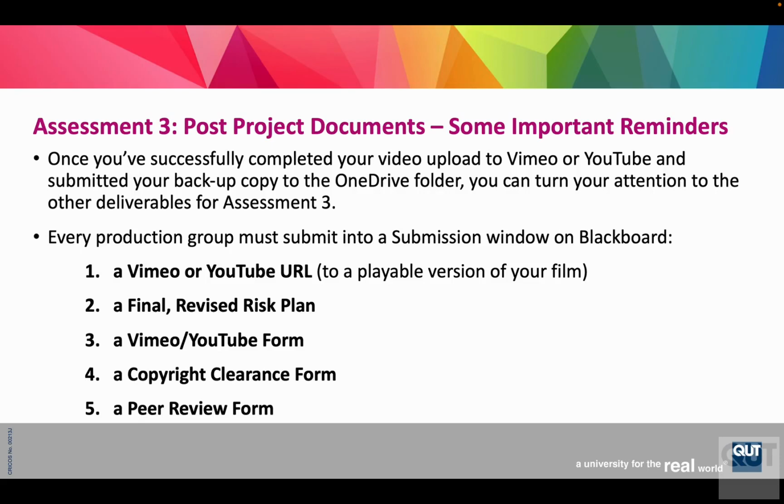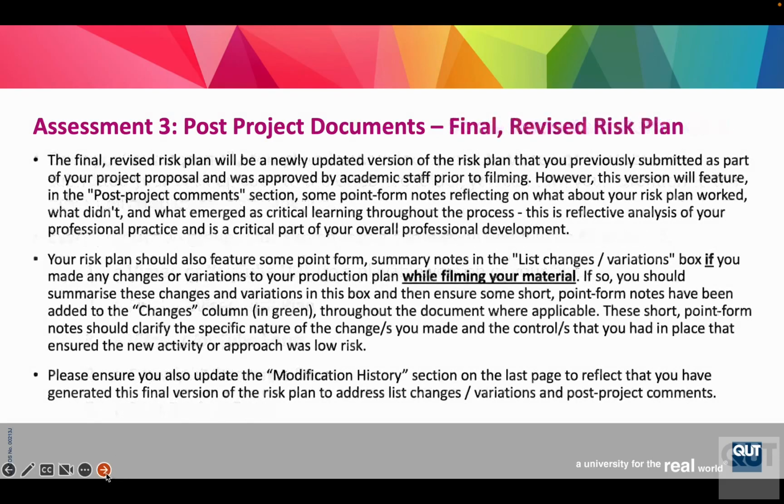Then, along with that, we're going to need to submit 4 pieces of post-production paperwork. And you can see them listed there: a final revised version of your risk plan, a Vimeo/YouTube form, a copyright clearance form, and a peer review form. And we're just very quickly going to talk about each one of those, starting with the final revised risk plan.